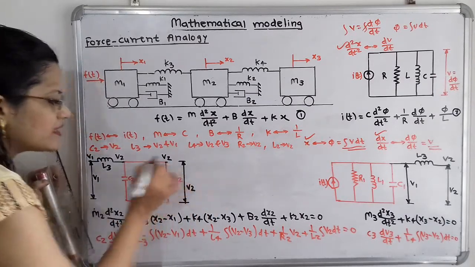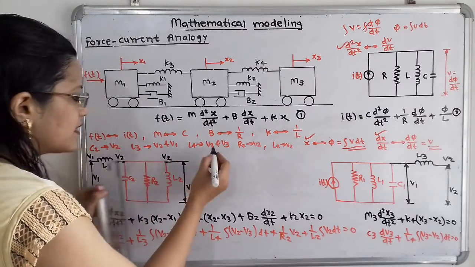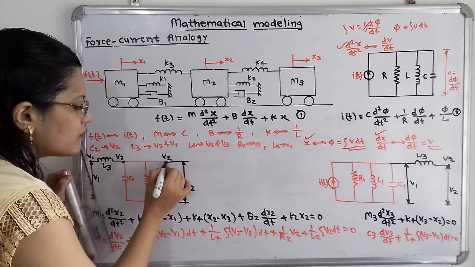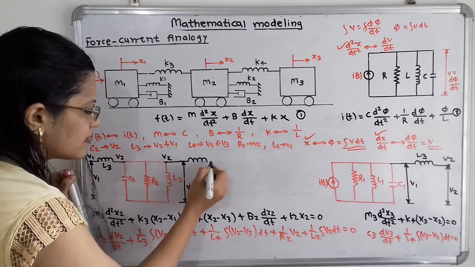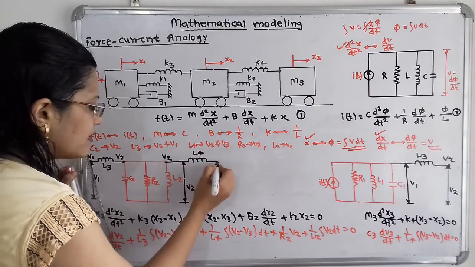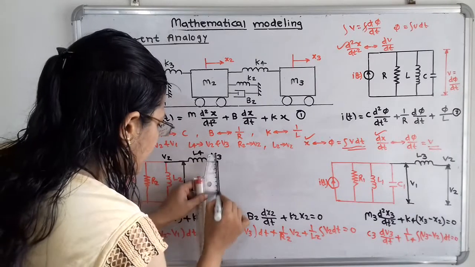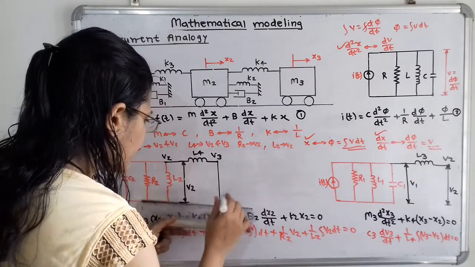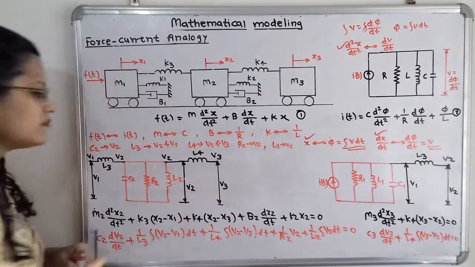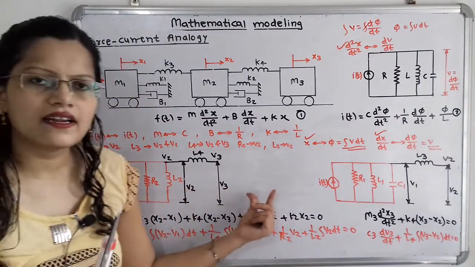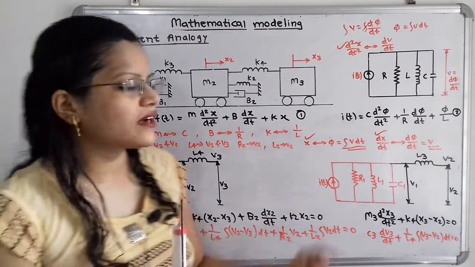So at this point there is V2. After that voltage V3 is there. In between voltage V2 and V3 I have to connect L4. So I will connect this L4, and at this point voltage V3 is there. I will show this voltage with the vertical line also. So here voltage V3. So this is the electrical network for the second differential equation. Now we will move to the third equation.